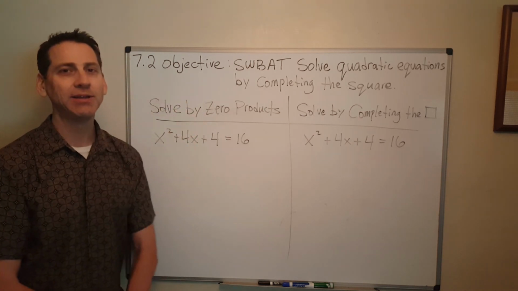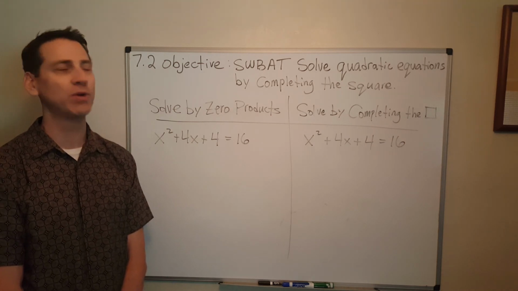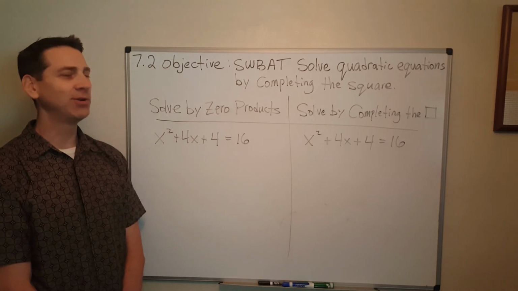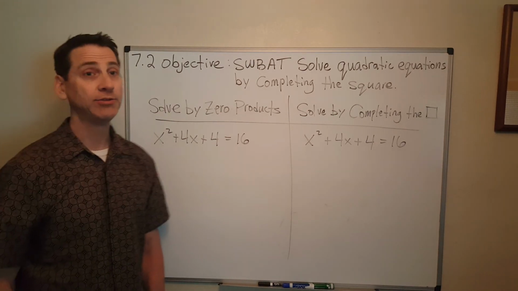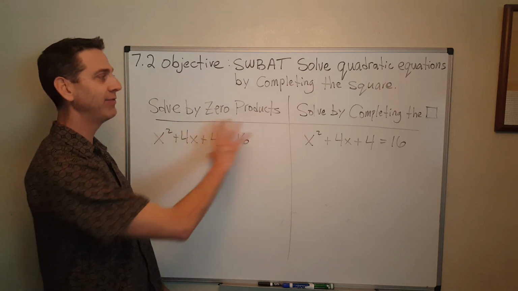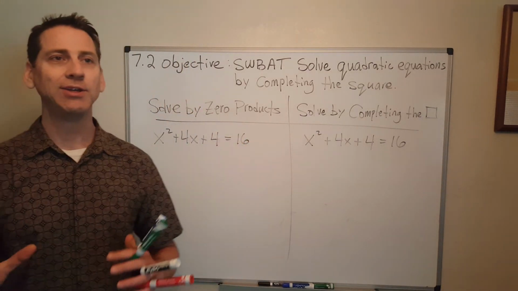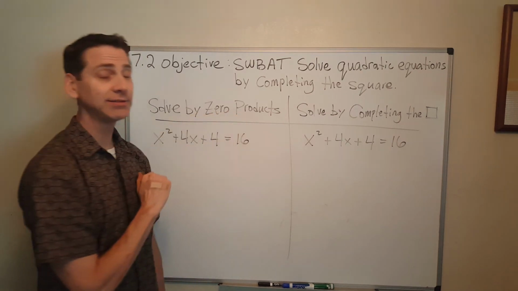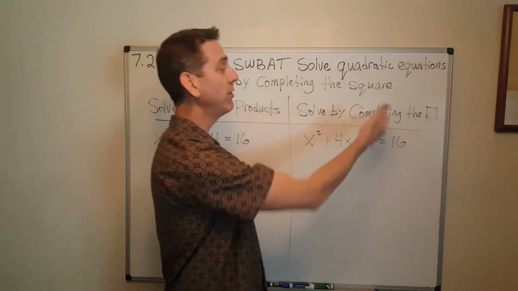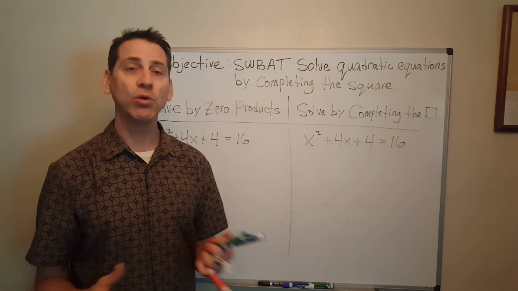Today we're going to be learning how to solve quadratic equations using completing the square. All right, so the way we're going to do it, we're actually going to do this in two different videos. For this video, I want to solve the same quadratic equation using a method that we've already learned, zero products, and the method that we are currently learning, completing the square. That way you can see that it works.